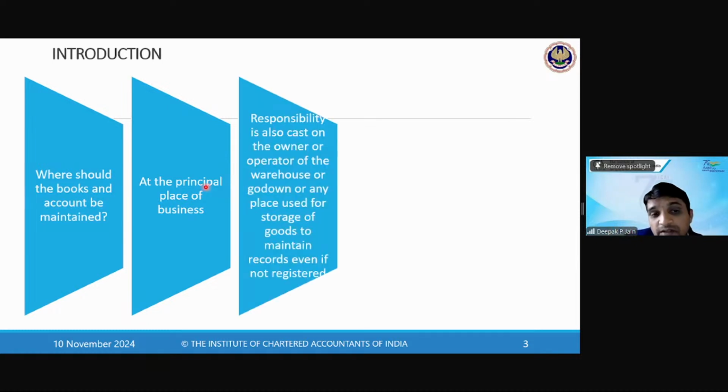Responsibility, apart from the person who is the registered person, very important that responsibility is also cast on the owner or operator of the warehouse. Now, when you are selling any goods on an e-commerce platform, जैसे आप Amazon में डील करते हो, then Amazon will need delivery of your product soon, right? So they will say, don't keep your goods at your place. You keep it at our warehouse so that if some order comes, we will immediately take it and deliver.